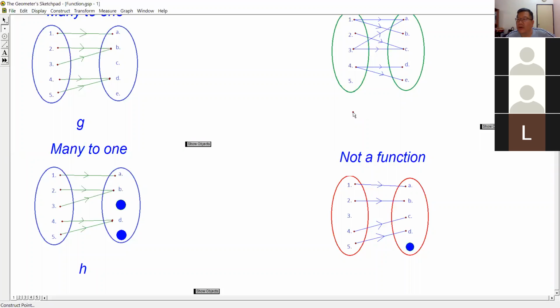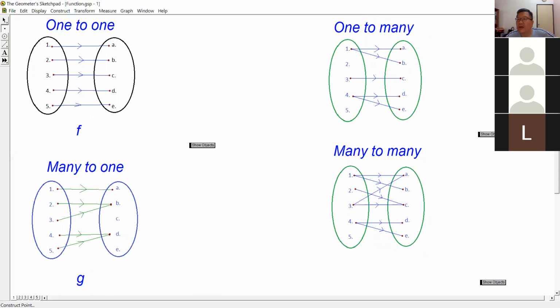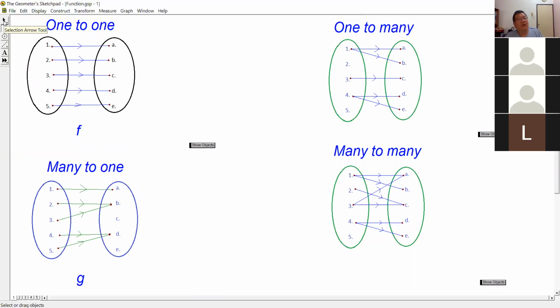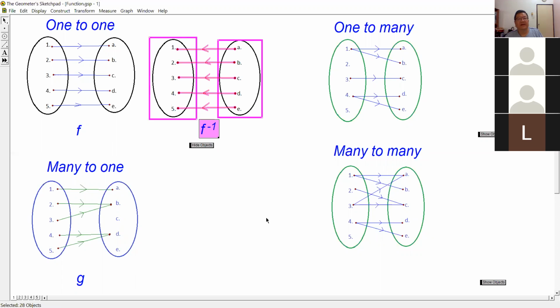Okay, we look at this one. This is a function, and this function is a one-to-one function. Not only is it one-to-one, but all the elements are used up. There's no element that's not used up. Not like this one, where there are some elements here that are not used up, so then it's not a function. Now, for this one-to-one function, let's look at the inverse.